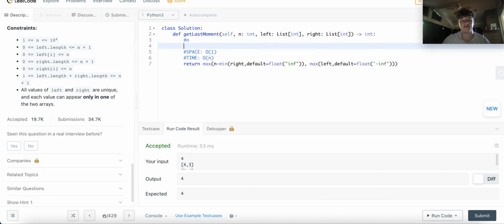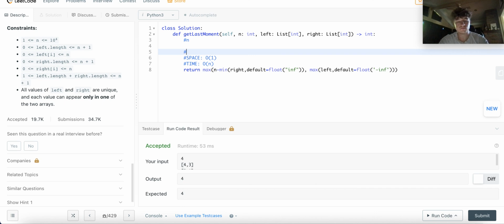That's all to say the length of left plus the length of right is less than or equal to n, so we don't need to think about this in terms of left and right. Okay, rambling too much.